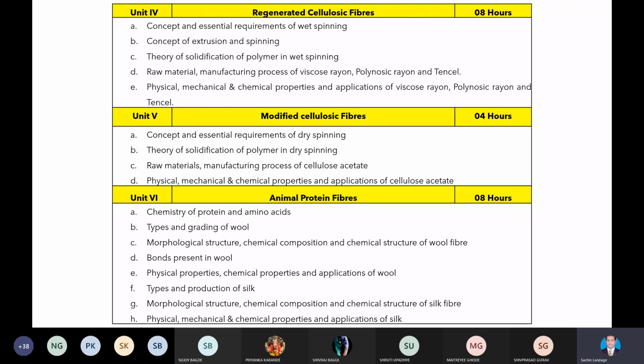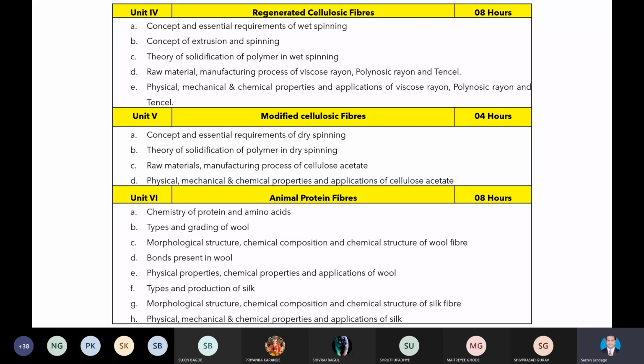So whatever the wet spinning and the dry spinning there is, generally they are called the extrusion process, where the conversion of these fibers into the yarn is called a spinning process. So how these things work, we'll study while studying this point. Next point is the theory of solidification of polymer in wet spinning. It means how the polymer solution gets converted into the filament form or the fiber form, that we are going to study.